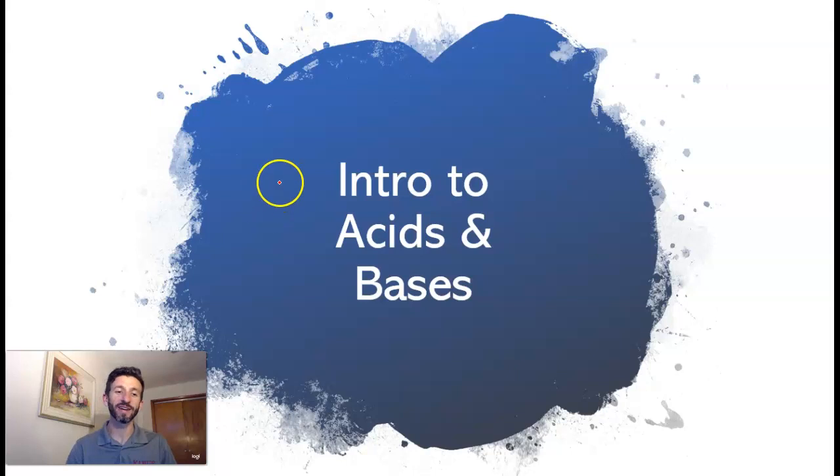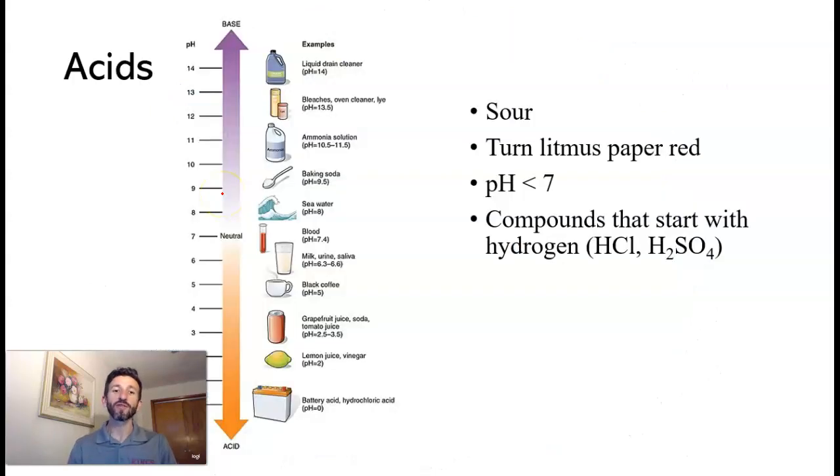So let's start talking about acids. Acids are substances that tend to taste sour. They turn litmus paper red. Their pH is less than 7. If we look at this example here, which I got this image off of Wikipedia, lots of things that we eat are acidic. Look at all these things that are listed here. Lots of them are acidic. So many food products tend to be acidic, not all, but many. And acids are typically compounds that start with hydrogen as the first element in the chemical formula. Hydrochloric acid and sulfuric acid are the two examples I gave you there.